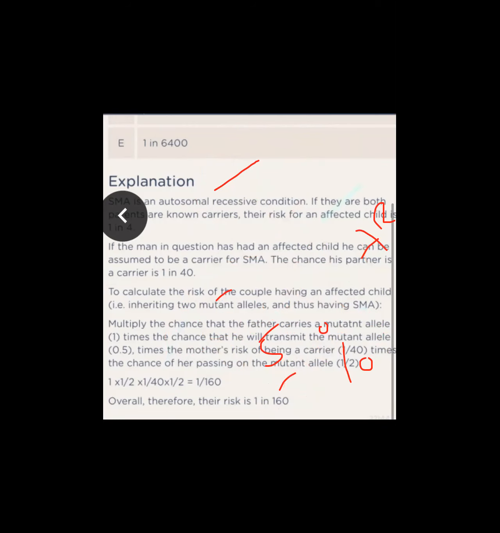25% possess both bad genes, so they are affected. 25% will possess both good genes, so they are unaffected, and also they are not carriers. And 50% will carry a bad gene either from the father or from the mother. This is for autosomal recessive. So 25% means 1/4. One in four children will be affected if the parents are both carriers for an autosomal recessive condition.